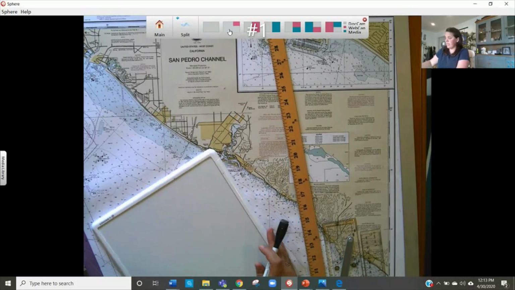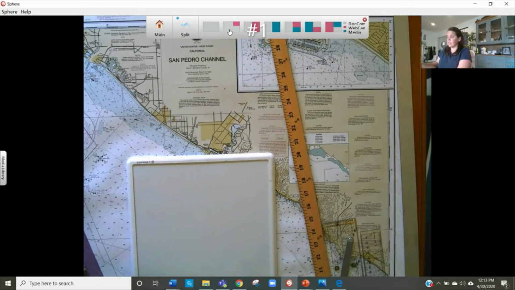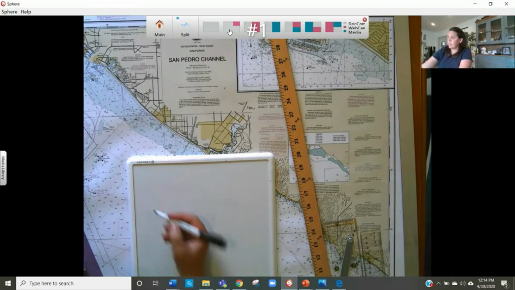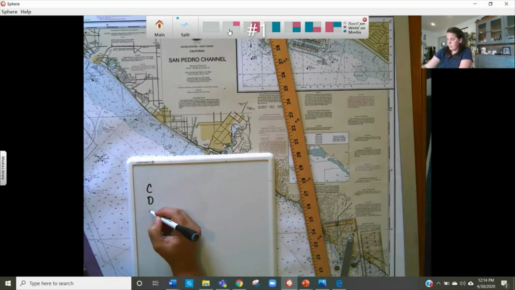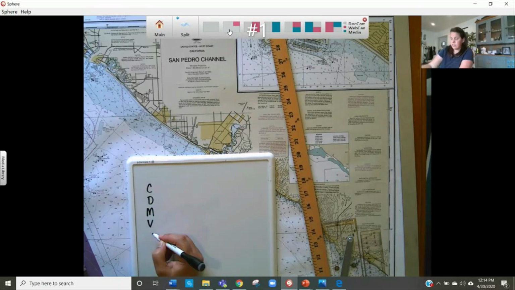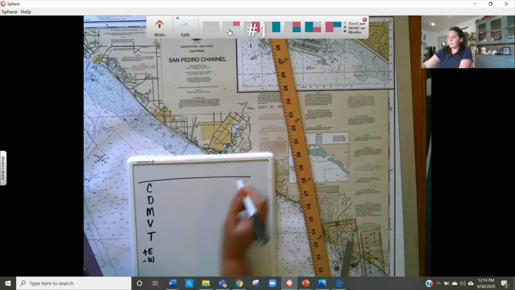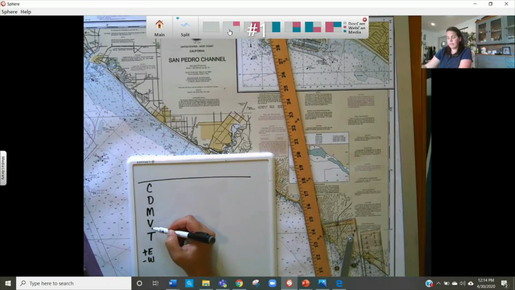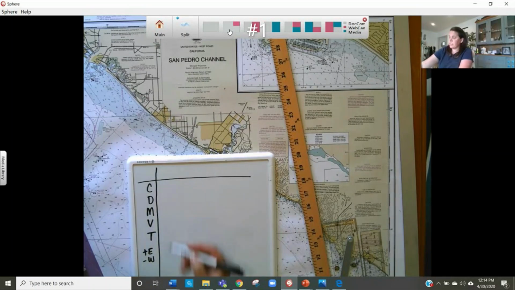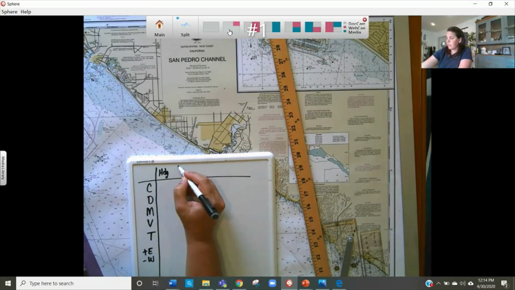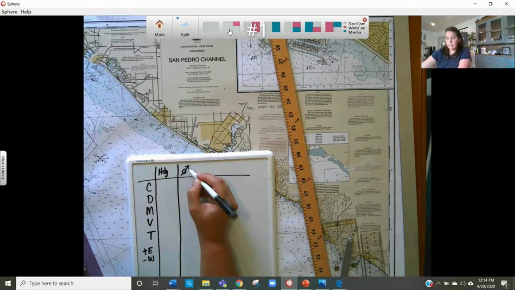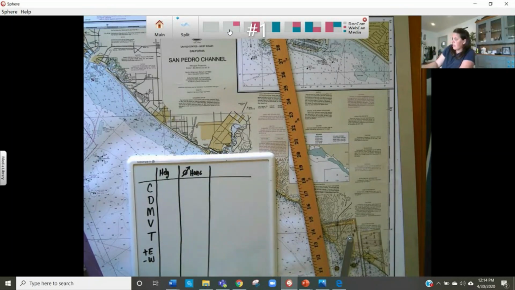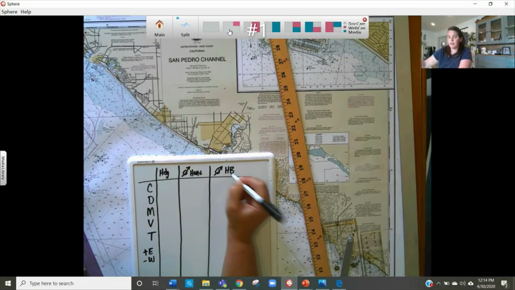So our first step is to make a table, and in this case, I'm going from compass to true. So I'm going to start with C, D, M, V, T, add east minus west. That is compass, deviation, magnetic, variation, and true. And I want to convert my heading, and then I want to convert the bearing of the Hoag Hospital, and then also the bearing of the Huntington Beach power plant.